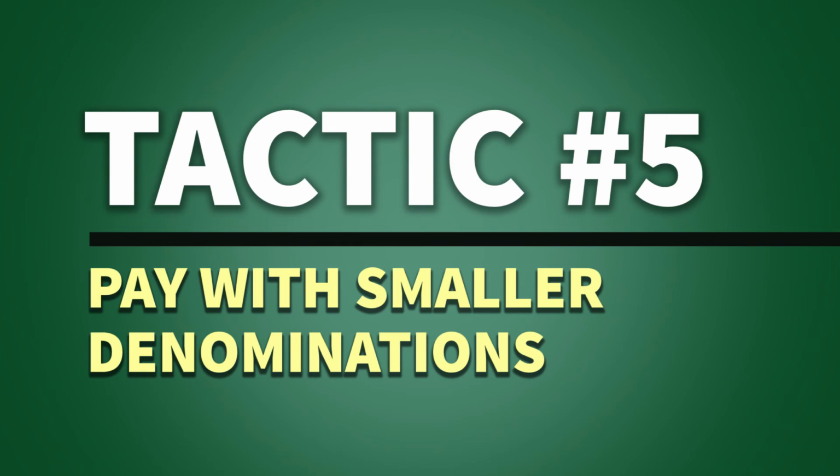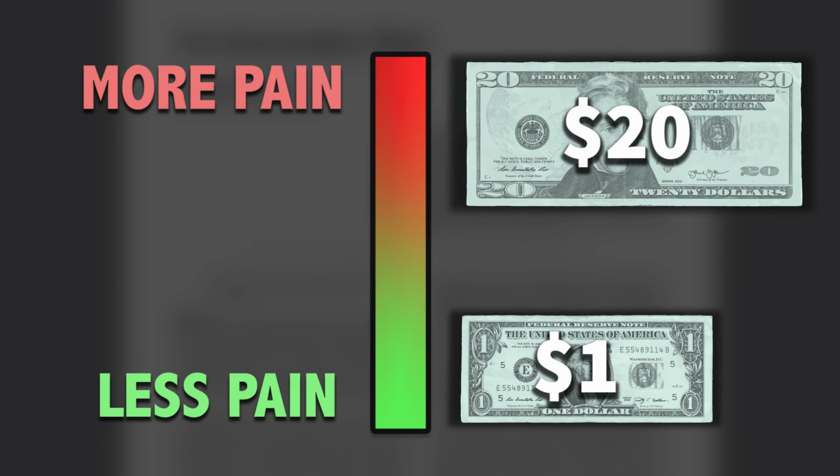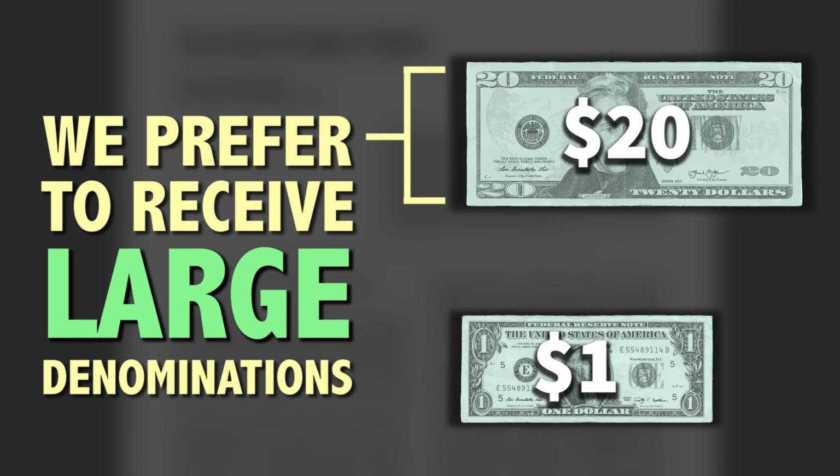And lastly, the final method might not be that practical for a business, but it can be practical for your own individual spending habits. So researchers have found support for the denomination effect, where we feel more pain with larger denominations of currency. And conversely, we prefer to receive money in larger denominations compared to smaller denominations. So why does that happen? Well, there are three plausible explanations.